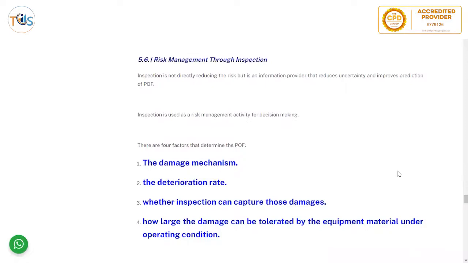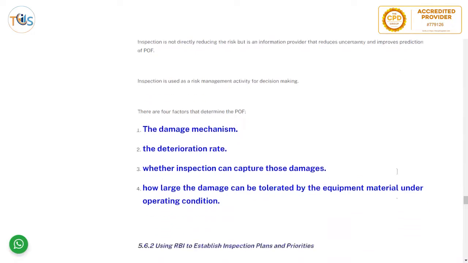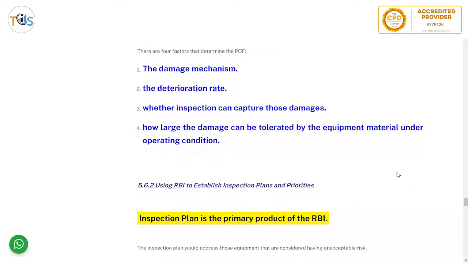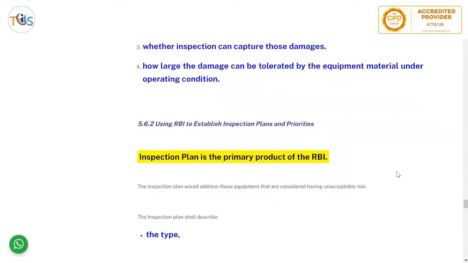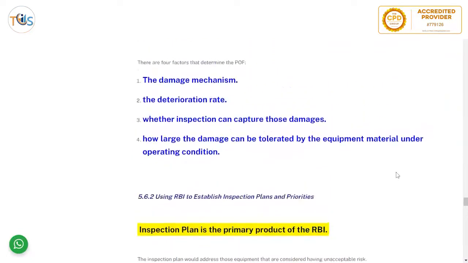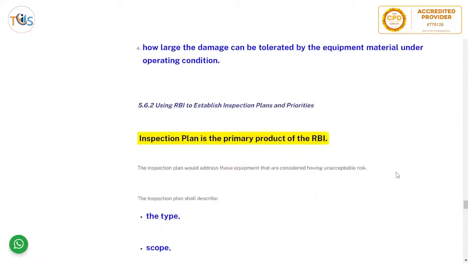So inspection is not reducing the risk, it improves the prediction of the probability of failure and reduces uncertainty. Inspection is used as a risk management activity for decision making. There are 4 factors that determine the probability of failure: damage mechanism, deterioration rate (how fast it is deteriorating), whether inspection can capture those damages, and how large the damage can be tolerated by the equipment material under operating conditions. So the resistance of the material is also important in determining the probability of failure.